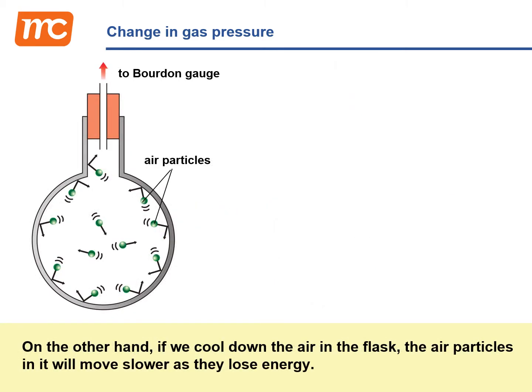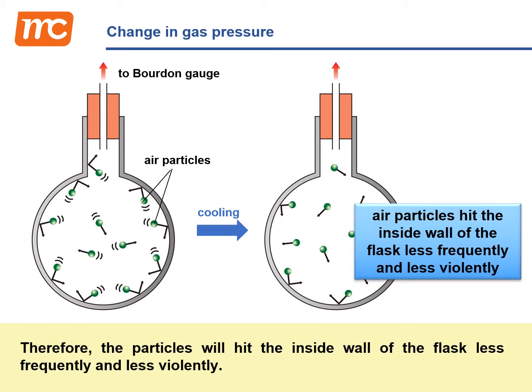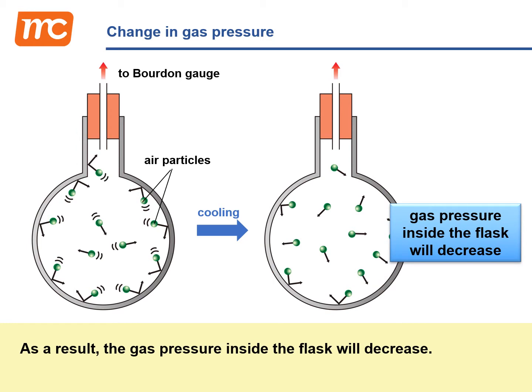On the other hand, if we cool down the air in the flask, the air particles in it will move slower as they lose energy. Therefore, the particles will hit the inside wall of the flask less frequently and less violently. As a result, the gas pressure inside the flask will decrease.